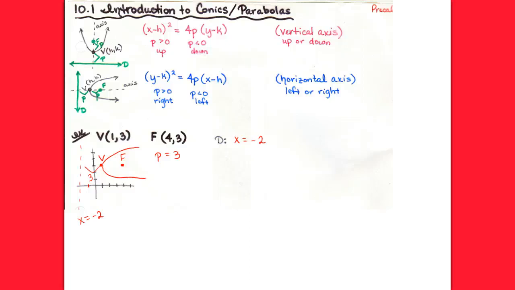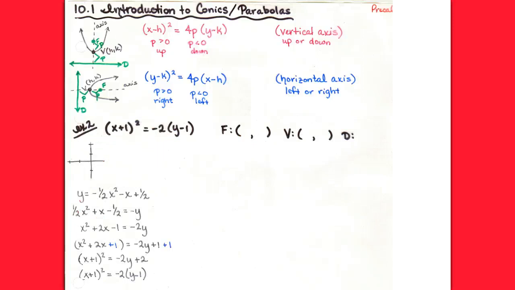Now, for your directrix, you do not want to say -2. -2 is a point. X equals -2 is a line. I'll take off if you do not put the x equals or the y equals with it, depending on whether you have a vertical axis or a horizontal axis. You do need the equation for your directrix, not just a singular value.